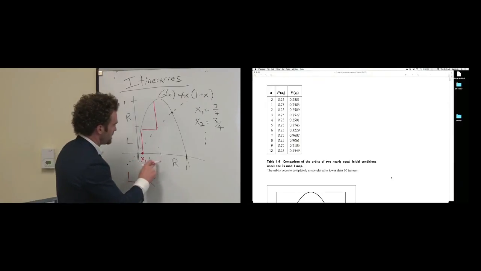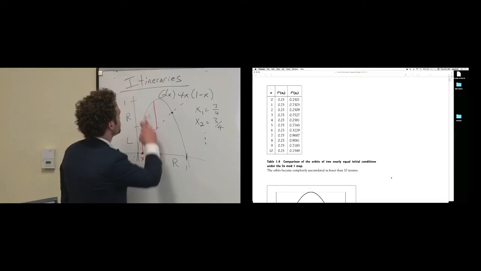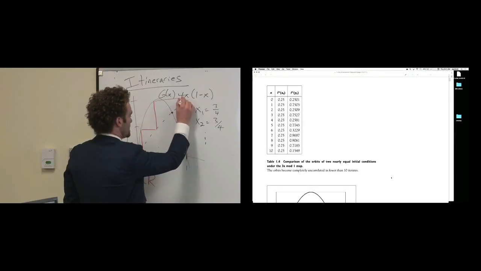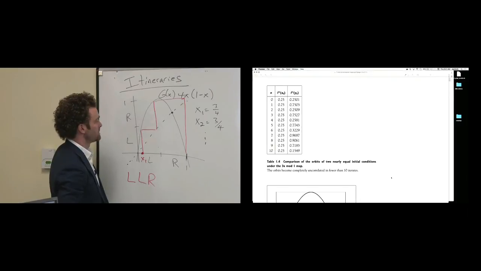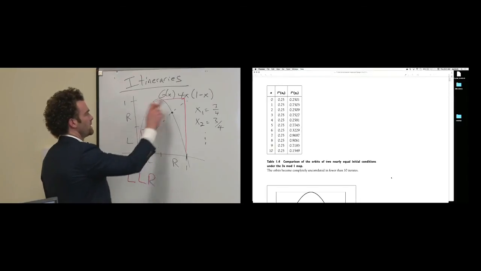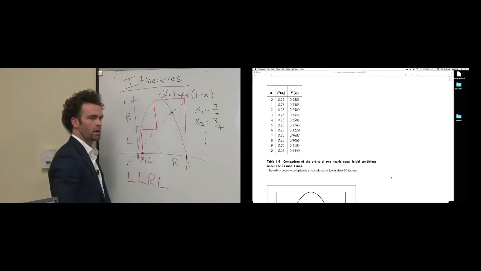So x1, x2: I started in L, I stayed in L, then I went to R. Horizontal line to y equals x, down to my function. I've been reading off this axis, yeah? So now I'm back in L. This is a small number. LLRL.